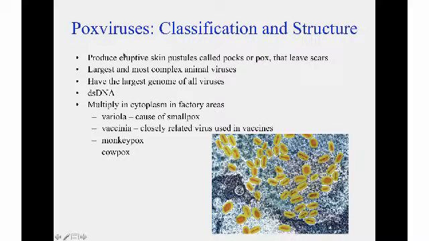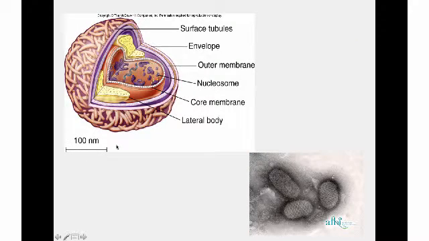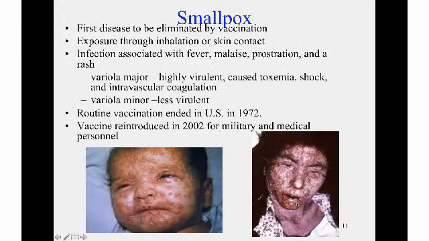So pox viruses produce eruptive skin pustules called pox that leave scars, and the pox virus is actually the largest and most complex animal virus. It has the largest genome. It's known to multiply in the cytoplasm in these factory areas. Variola is the cause of smallpox in humans, which has been eradicated. And vaccinia is a closely related strain that is used in vaccines. There's also very closely related viruses, monkeypox and cowpox, that can be infective to humans. So this is the cartoon image of this large virus, an electron micrograph on the lower right.